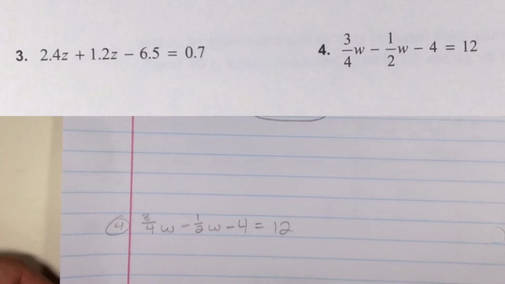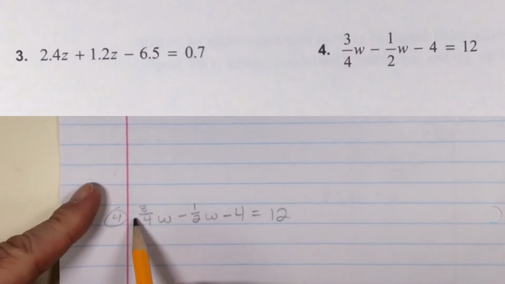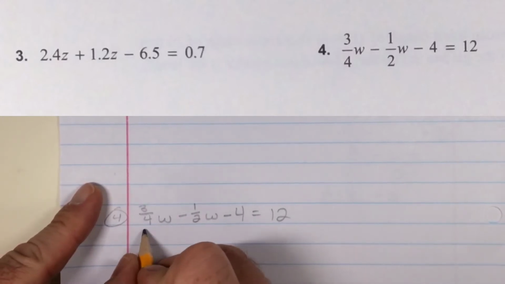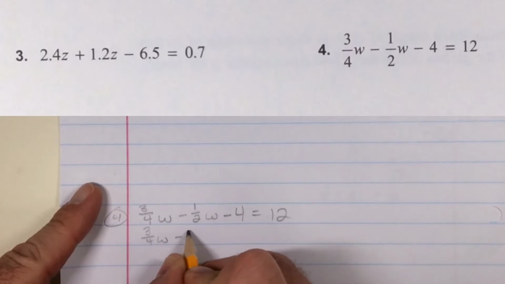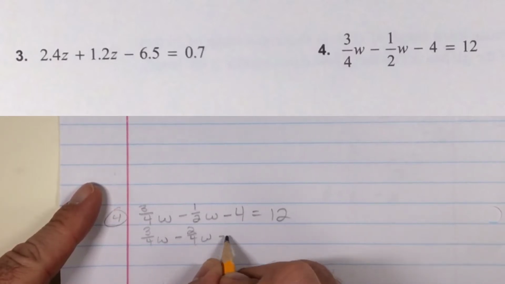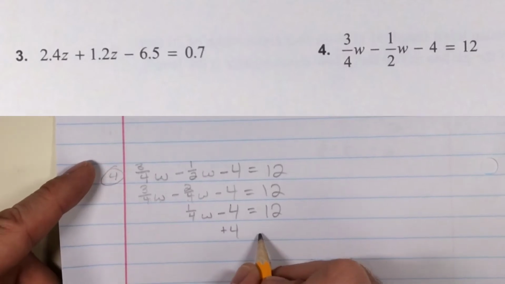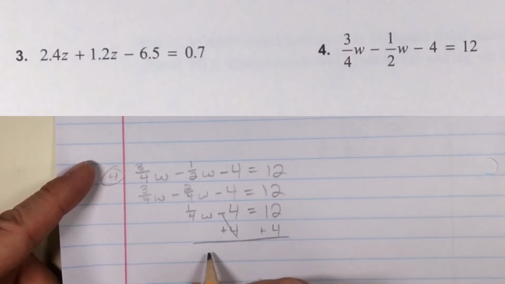Number 4. We'll simplify this side again. 3/4 w minus 1/2 w. This would be 3/4 w minus 2/4 w minus 4 equals 12. 3/4 w minus 2/4 w equals 1/4 w minus 4 equals 12. Now we'll add 4 to both sides and get 1/4 w equals 16.